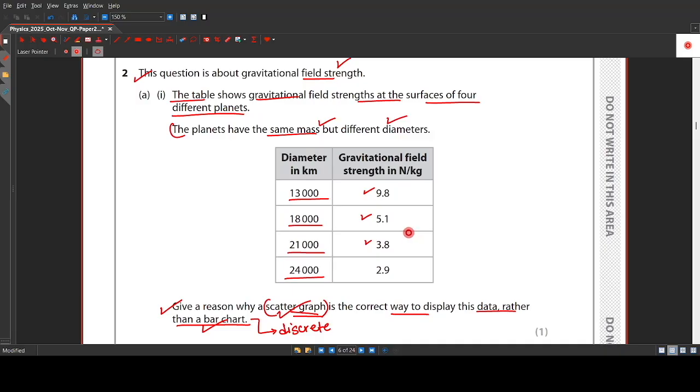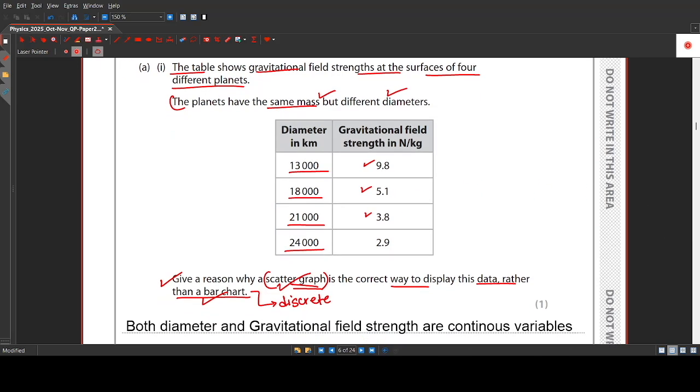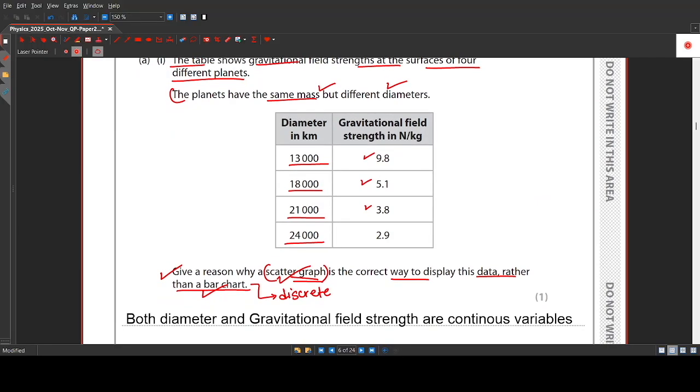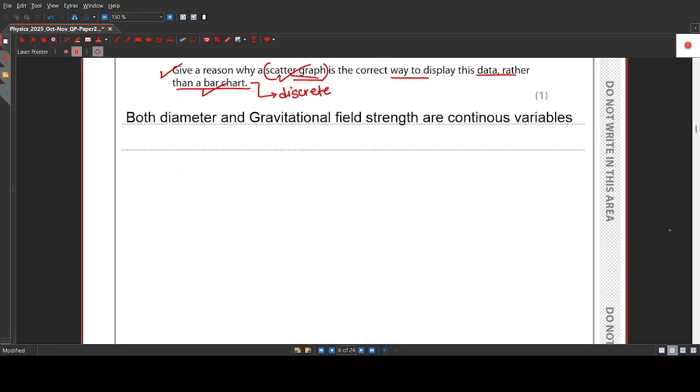Bar chart is only used for discrete data. Scatter graphs are mainly used for continuous data. And hence that would be the answer to this question. Both the diameter and gravitational field strength are continuous variables. Okay, moving ahead.